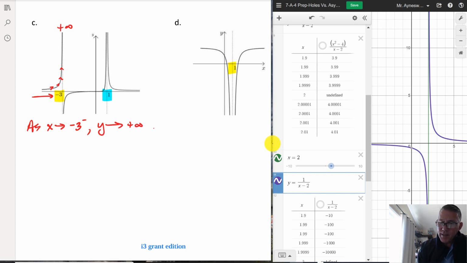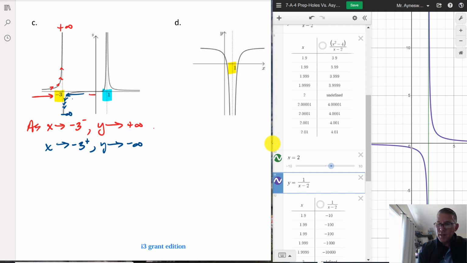Now from the right-hand side of -3, as x approaches -3 from the right, so you use the plus sign there, the function goes down, down, down to -infinity. So y approaches -infinity there. You have to understand how to view it and how to see it, how to go from the left and from the right.